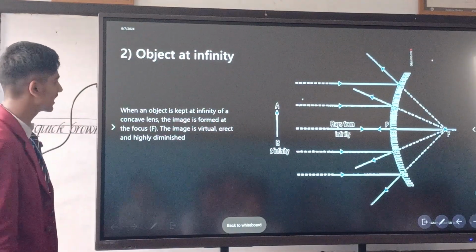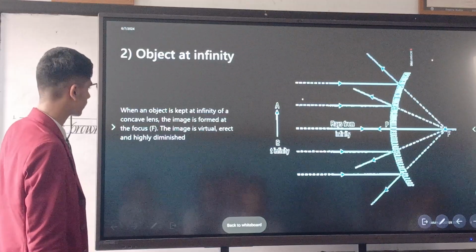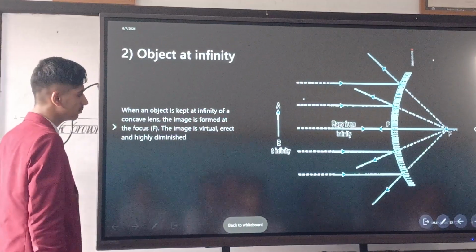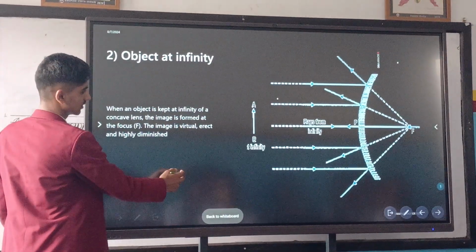Second is object at infinity. When an object is kept at infinity of a concave lens, the image is formed at the focus F. The image is virtual, erect and highly diminished.